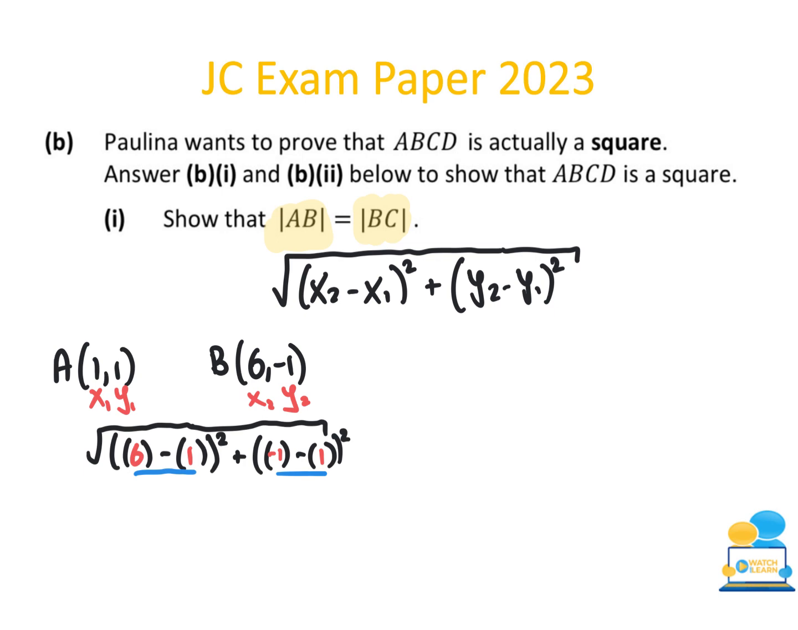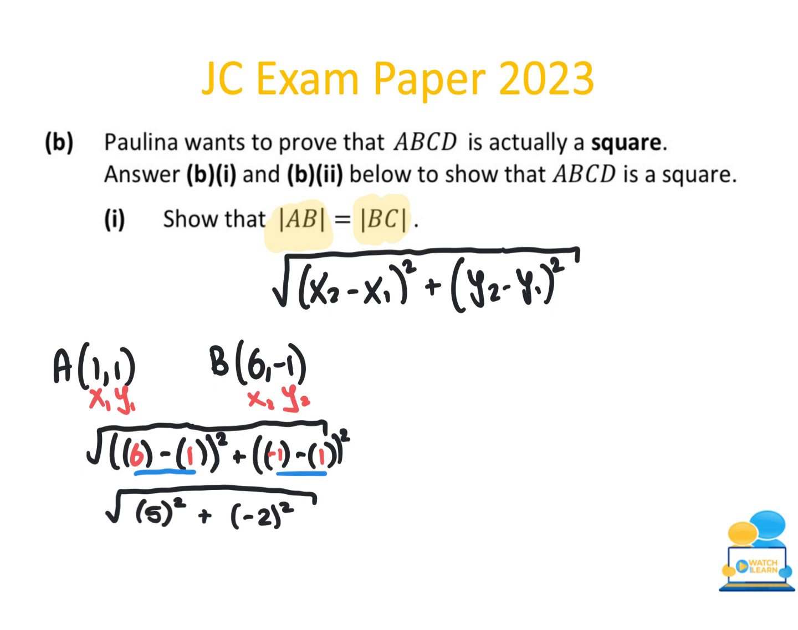So I'm going to keep my square root. I'm not ready to do that yet. 6 minus 1 I know is 5, and that has to be raised to the power of 2. And the plus in between, and minus 1 gives me minus 2 to be squared.